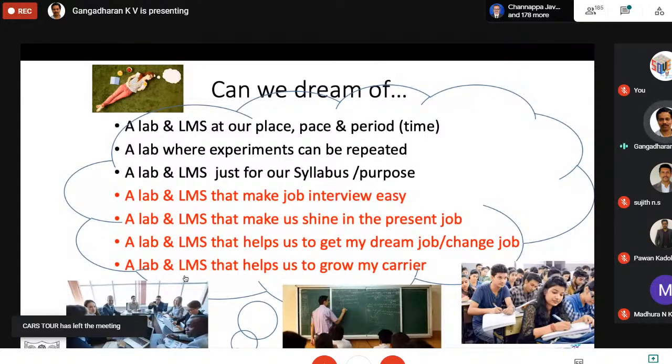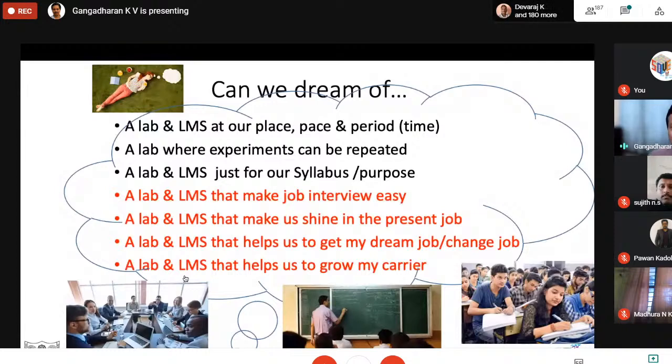I want a lab and a learning management system which is at my place, my pace, and my period. And I should be able to repeat the experiment and should be just for my syllabus. Whatever said and done, it is for my syllabus. And it should help my students to get their dream job. Or I should be able to prepare my students to face the interview. All this is my requirement.